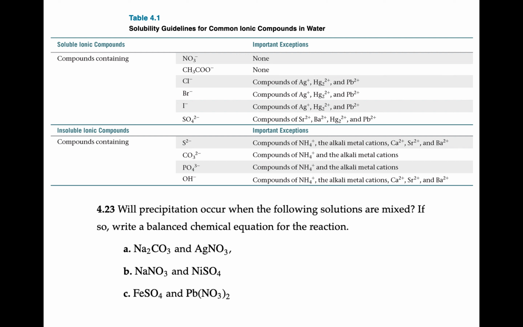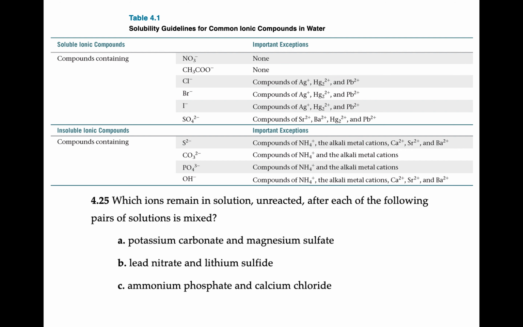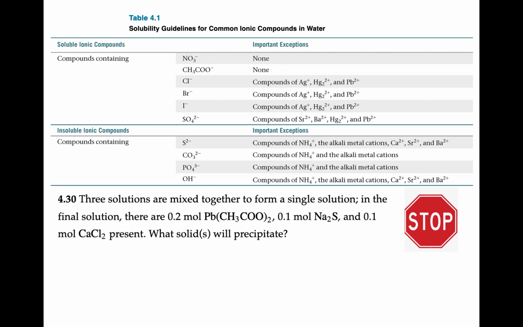Typically, it's predicting whether a precipitate forms. If it does, write a net ionic equation and identify spectator ions. That might be where we have formulas given. It might be when we have the names of the compounds given. It might be when things are given in combination. Give this one a try.